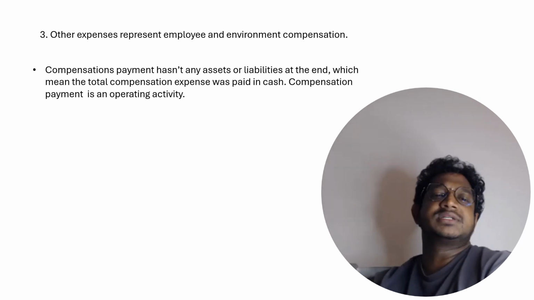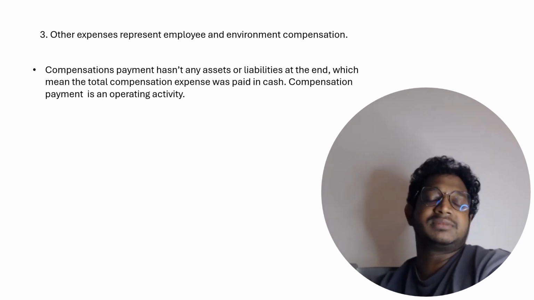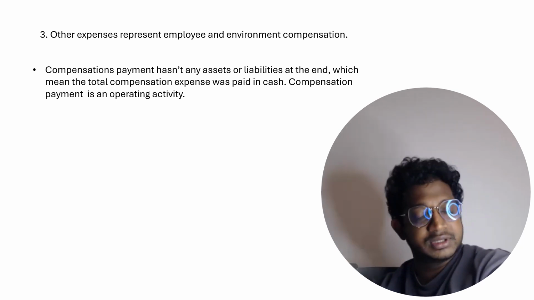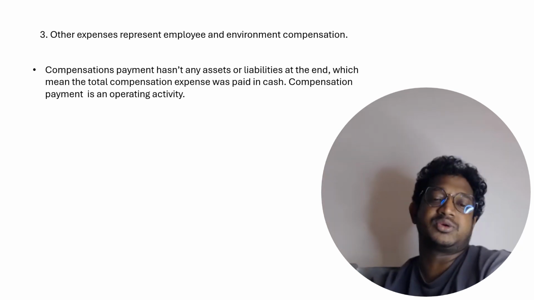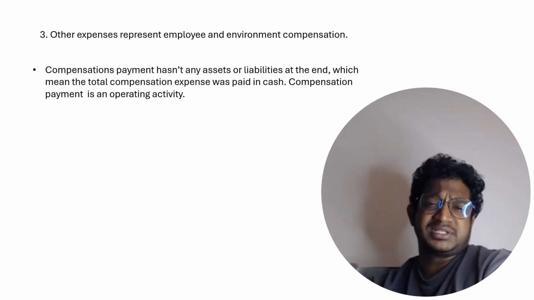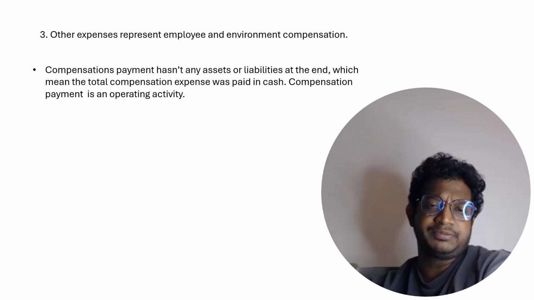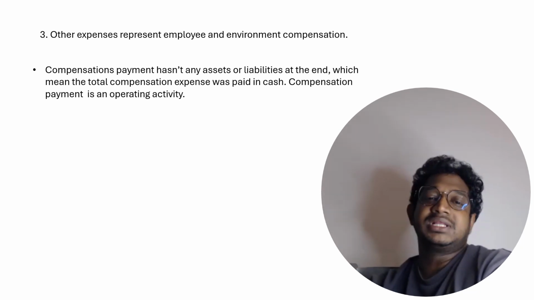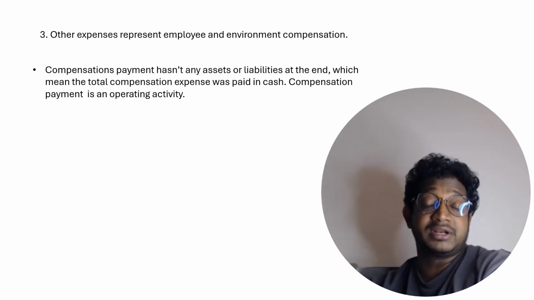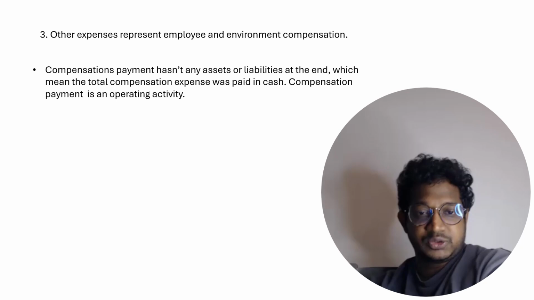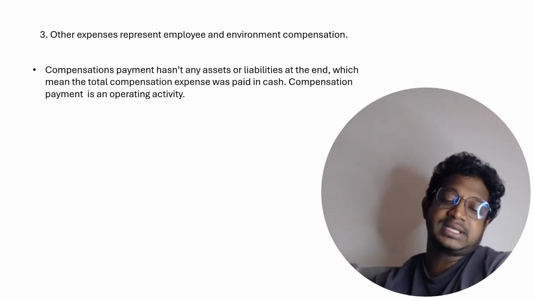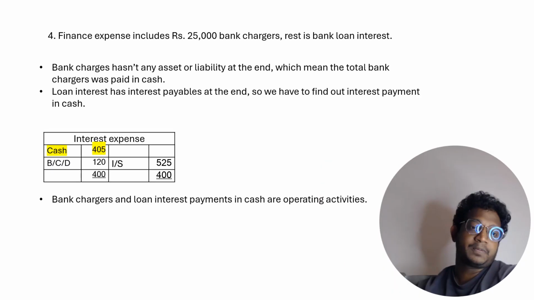Third one, other expenses represent employee and environment compensation. For this compensation, there are no assets or liabilities, meaning no compensation payables or paid in advance. There is nothing about that in the SOFP. So within the year, the employee and environment compensation relevant for the year, you paid almost in cash. So you have to record that in operating activities as cash outflow.